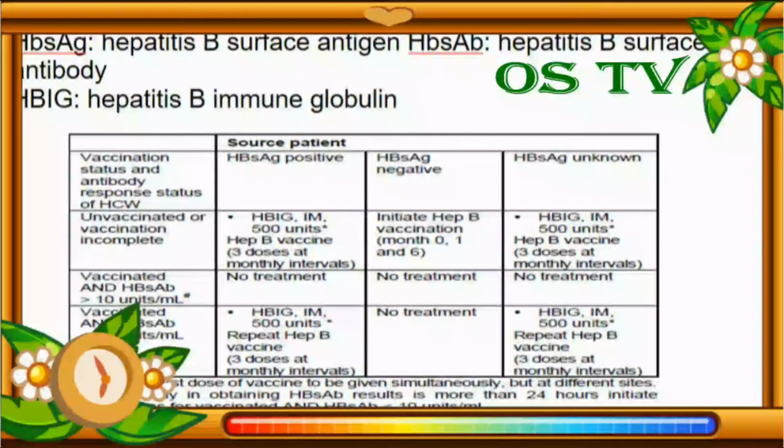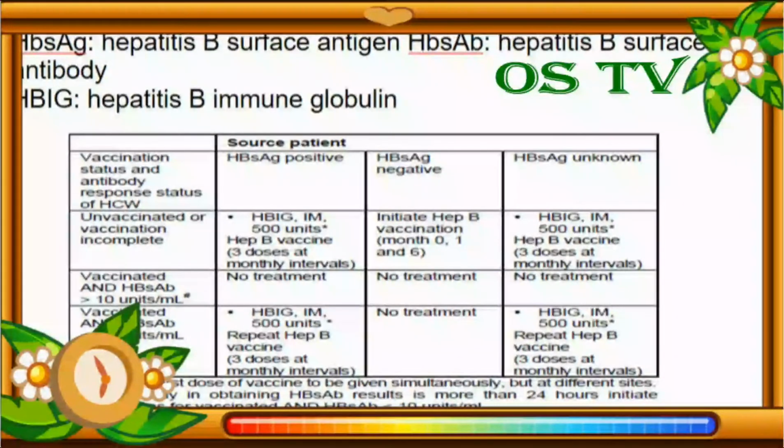When the source is hepatitis B surface antigen positive, negative, or unknown. For an unvaccinated or incompletely vaccinated worker: HBIG IM 500 units and hepatitis B vaccine, 3 doses at monthly interval. Initiate hepatitis B vaccination at months 0, 1 and 6. HBIG IM 500 units and hepatitis B vaccine, 3 doses at monthly interval.